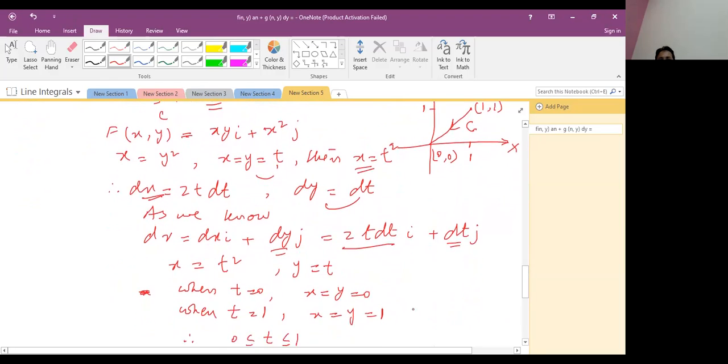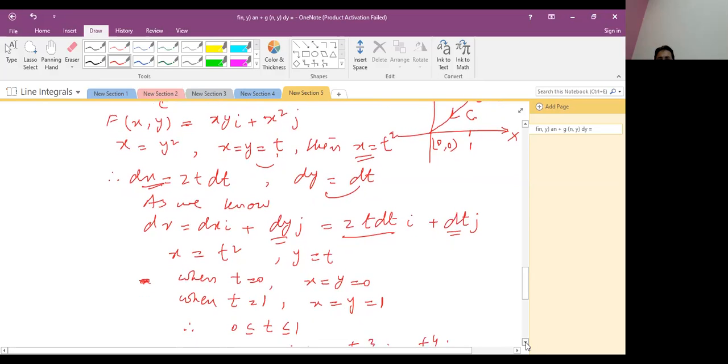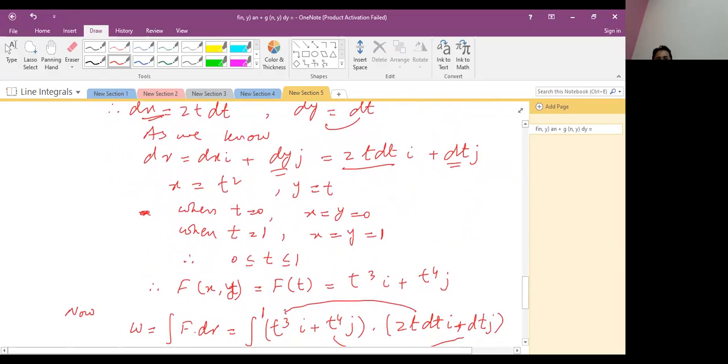When we find the limit with the help of both functions, if you put here t is 0, it means x and y both are 0. When we put here t is 1 in both functions, the answer is 1. So the limit of t is 0 to 1. So f of xy in terms of t is t cube i plus t4 j. When we find the function, it is in parametric form.